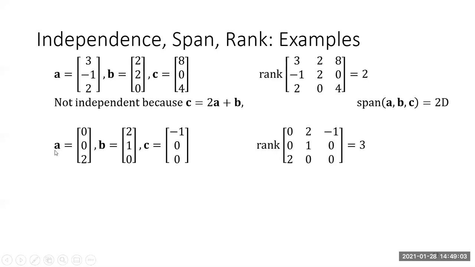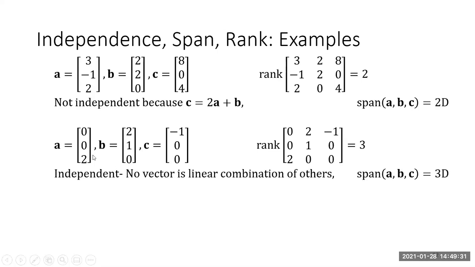Here's another example. A is 0, 0, 2, B is 2, 1, 0, C is -1, 0, 0. We take A, B, and C and form this square matrix whose columns are A, B, and C. And the rank of this is 3. What does it mean? It means that A, B, and C, these 3 column vectors, are linearly independent. You cannot express any one of these as a linear combination of the other 2. In other words, the span of A, B, and C is 3-dimensional.